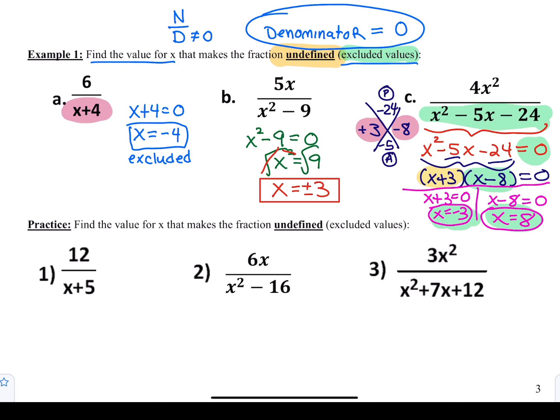Alright, in the next part, we're going to examine how to simplify a rational expression through factoring and canceling.